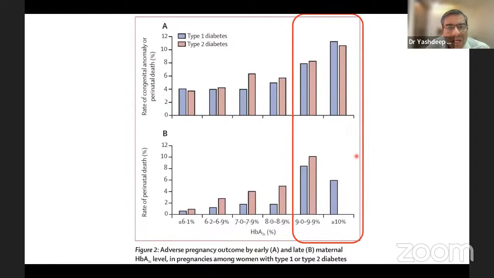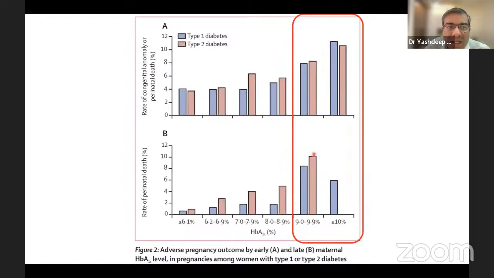The upper graph shows the rate of congenital anomalies; the blue bars are type 1 diabetes. As you can see, with the increase in A1C, there is an increased rate of congenital malformation. In general, the rate of congenital malformation in type 1 diabetes is 10 times compared to the normal population. And the rate of perinatal death in the lower half of the graph is nearly 5 times compared to the general population. But even within a population of type 1 diabetes, if the A1C is more than 9%, there's a marked increase in congenital malformation, and even the perinatal mortality increases markedly.